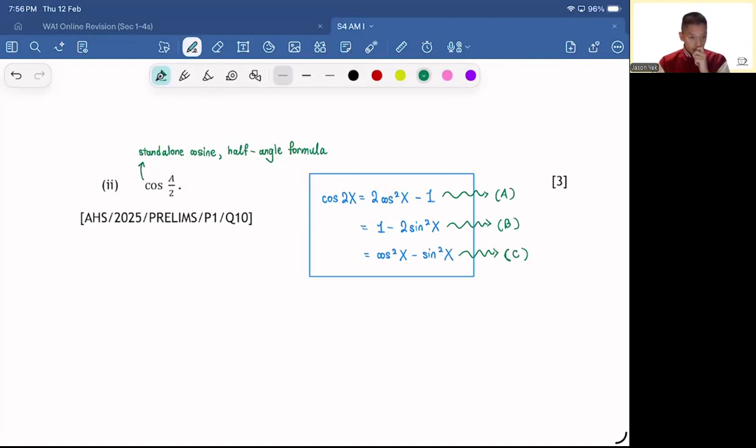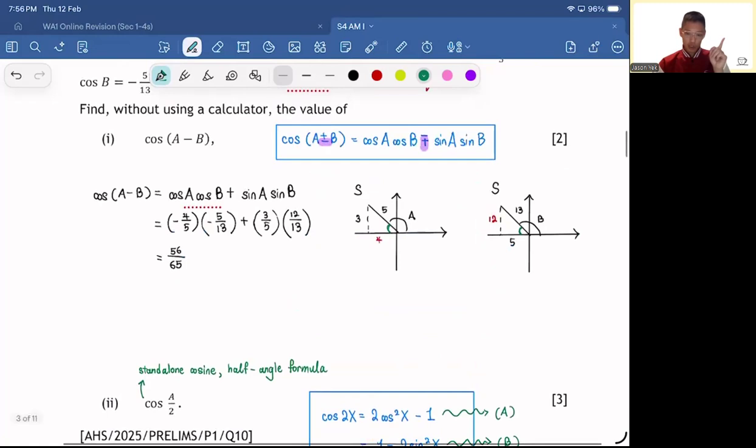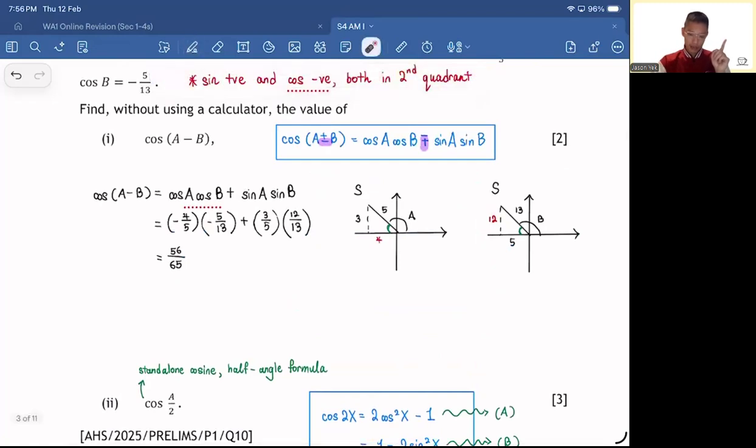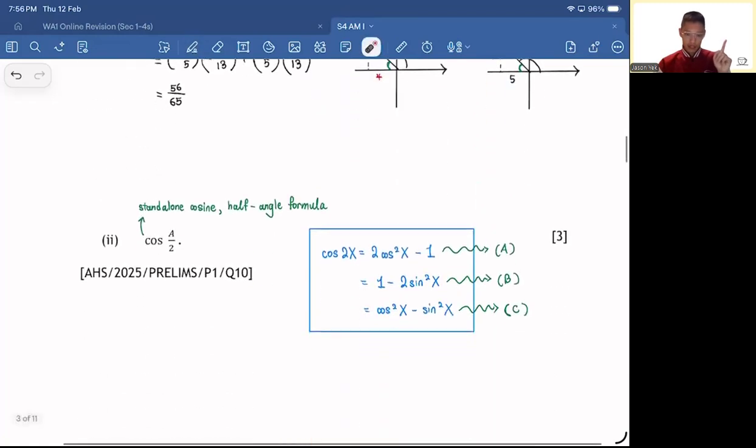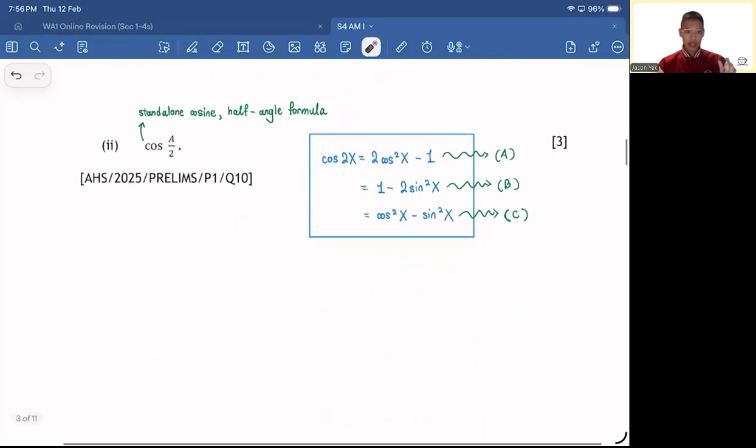Why is it not cosine 4 over 5? Take note, cosine is negative at that quadrant. Both of them are in the same quadrant, Kaden. Second quadrant, yeah? That's why cosine is negative. Anyway, there shouldn't be a cosine that is positive 4 over 5. Cosine is negative. Both of them are in the same quadrant. I hope I've answered your question.